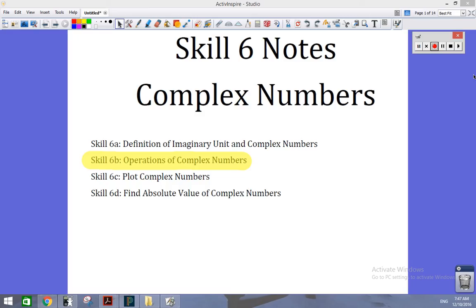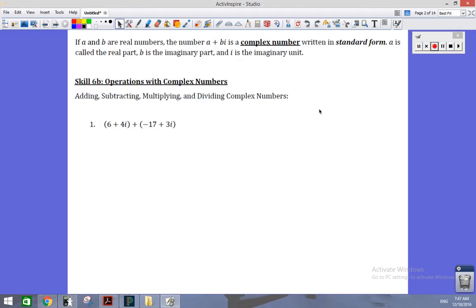Now, in Skill B, we want to move on and look at these complex numbers in the form of a plus bi, and we want to be able to add and subtract and multiply and divide and more or less treat these numbers like we do any other number. If we're given two complex numbers, we can use them to create a new complex number. So it's best understood, I believe, through examples.